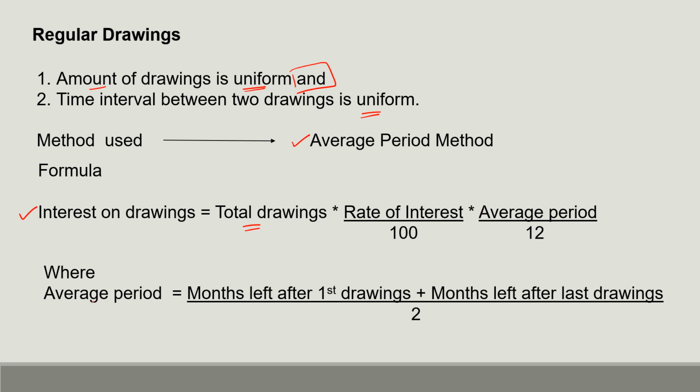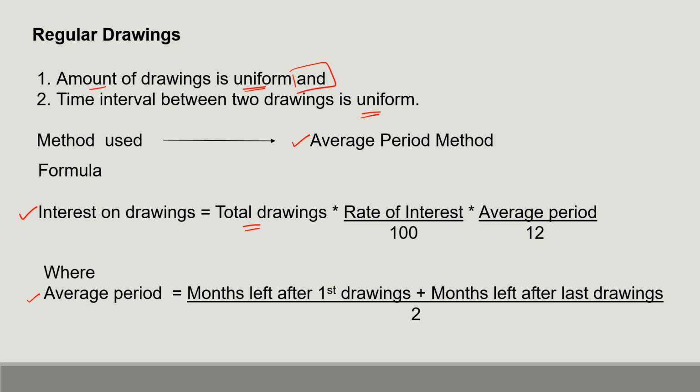Now, we'll be learning how to calculate this average period. So what do we mean by average period? Average period means we will take the number of months which are left after the first drawing is made by the partner. We add the number of months left after the last drawing in that particular year, and we divide it by 2. We find the average between those two periods. Then we get the average period. So that is how average period is computed.